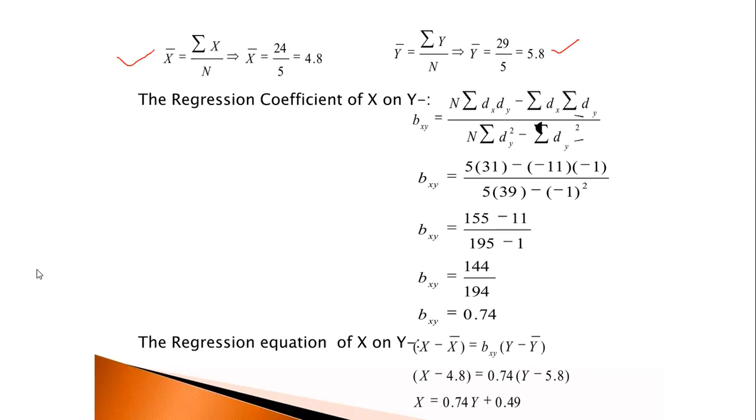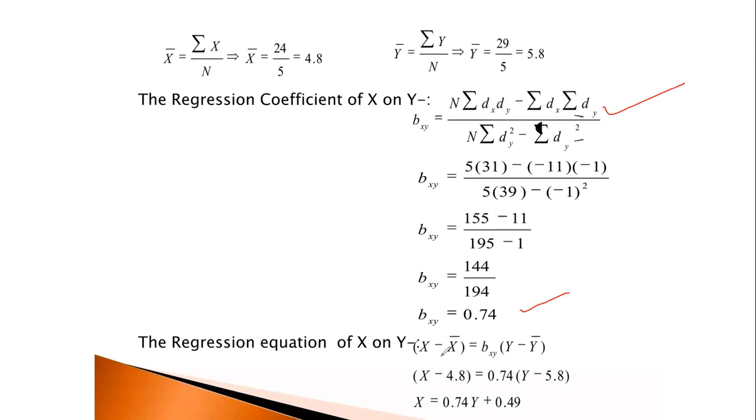Then, based on this, you have to take a deviation. Here the deviation is taken from 4.8, and here the deviation for y is taken from 5.8. Based on this, you have to calculate sigma xy. Sigma xy is given by this formula, so you have to substitute these values. You will be getting bxy is equal to 0.74.